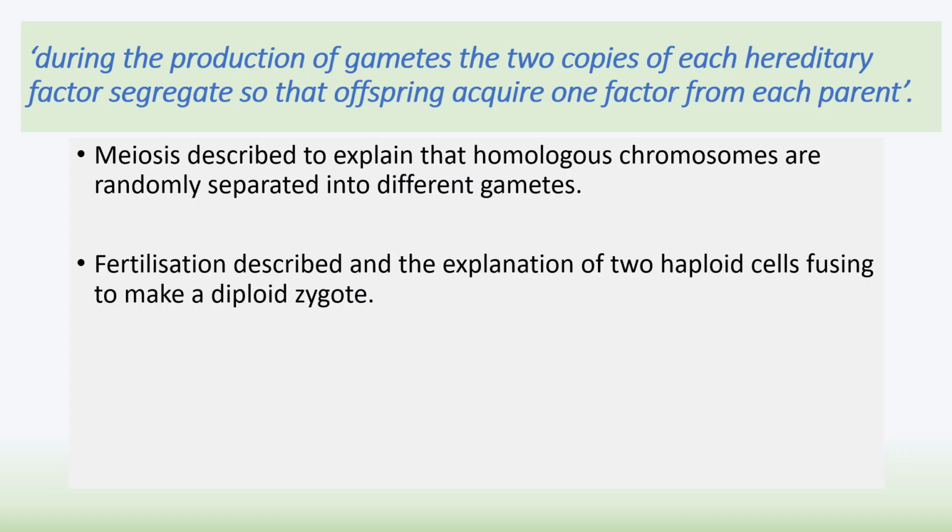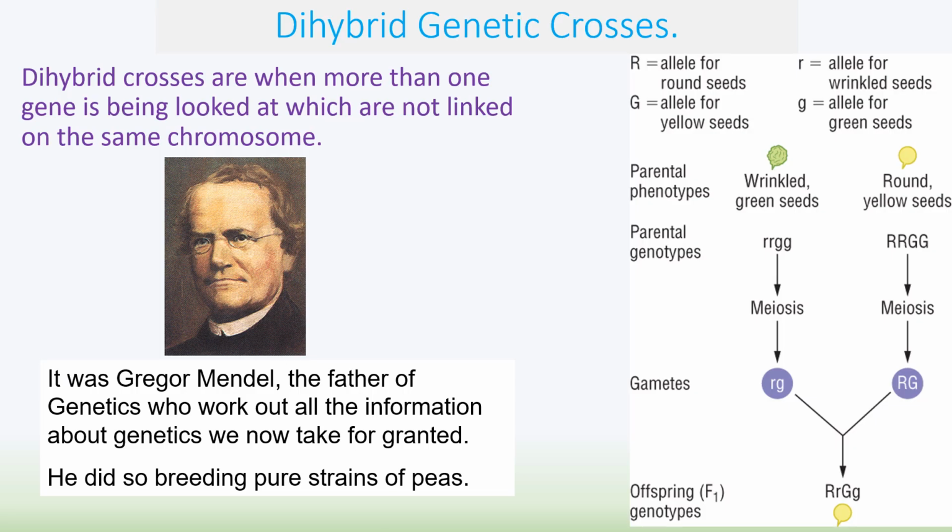Last time, a dihybrid cross is where we look at two copies of two different genes and their inheritance. During the production of gametes, two copies of the hereditary factors segregate, and you get one factor from each parent. But we're now looking at what happens when we look at more than one gene. So in dihybrid crosses, we're looking at two genes at a time, and those genes are not linked on the same chromosome. It was Gregor Mendel that worked out this information.